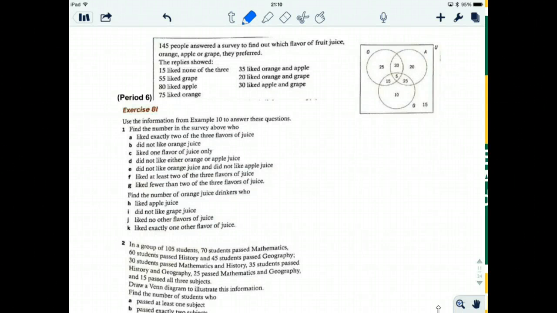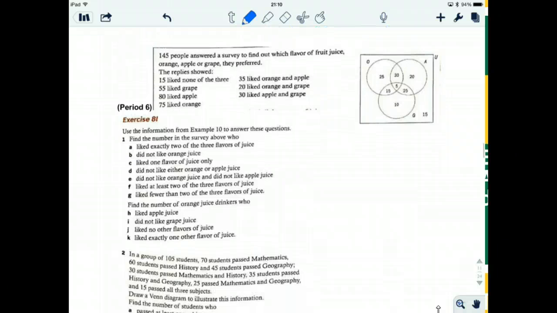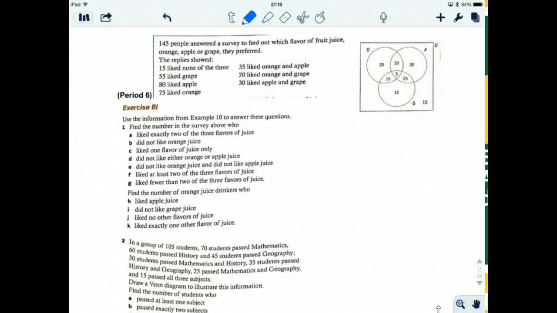Okay, page 11 and 12 today. Here is a Venn diagram of people who like orange juice, apple juice, and grape juice. And some people like more than one flavor. So it summarizes here the numbers, and it also writes the numbers into the Venn diagram.